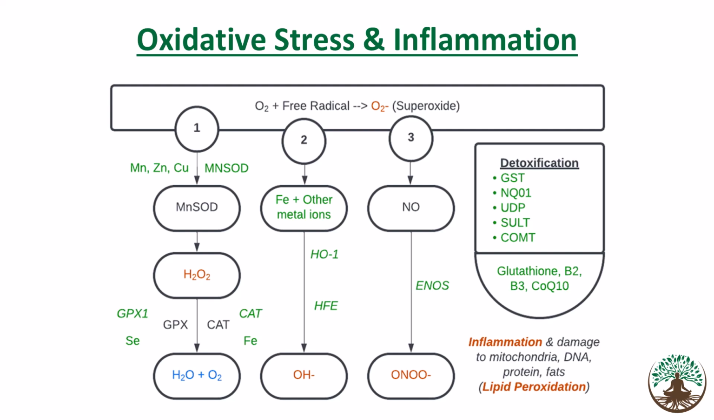Oxidative stress contributes to inflammation, as well as damage to mitochondria, DNA, proteins, and fat. In integrative psychiatry, one of the things we analyze is whether or not the individual is in a state of oxidative stress. Where along these processes is there a problem, and how can we best support the individual?